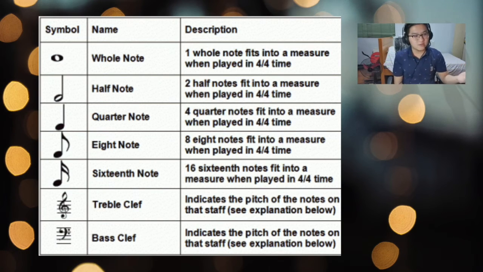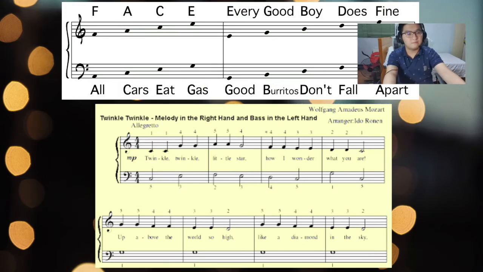Apart from this, we also have the treble clef and the bass clef, and these are put in what we call a staff, the one that has 5 lines and 4 spaces. The treble clef is usually played by your right hand, and the bass by your left. Next, here's an example of a song. We have Twinkle Twinkle Little Star, like I mentioned a while ago.